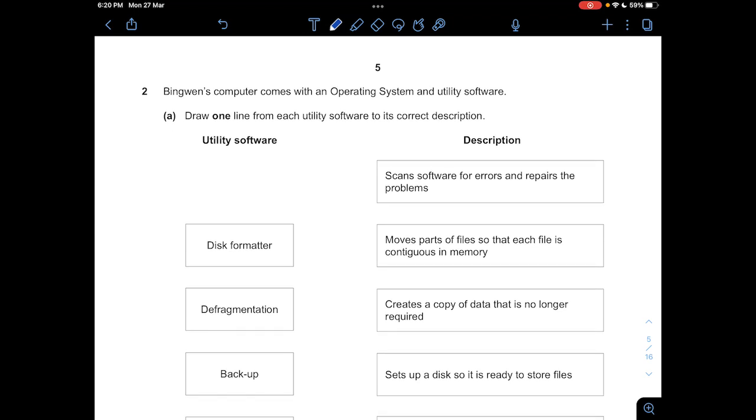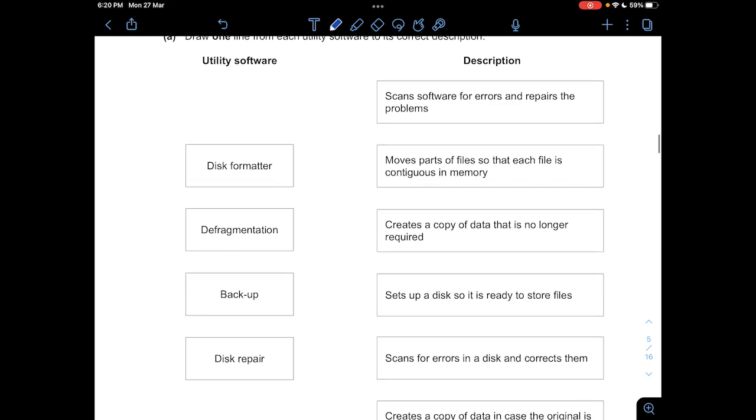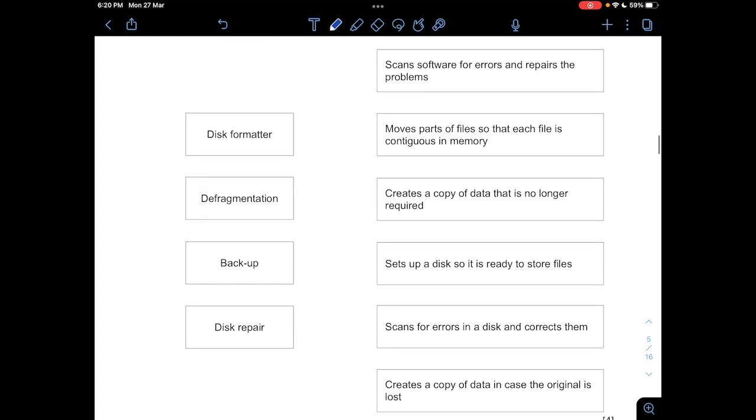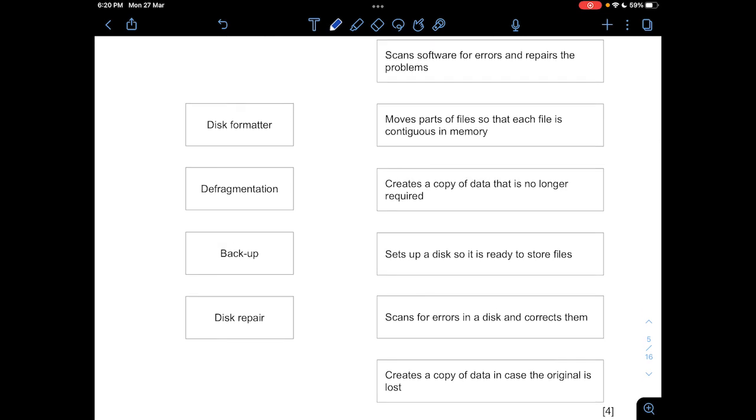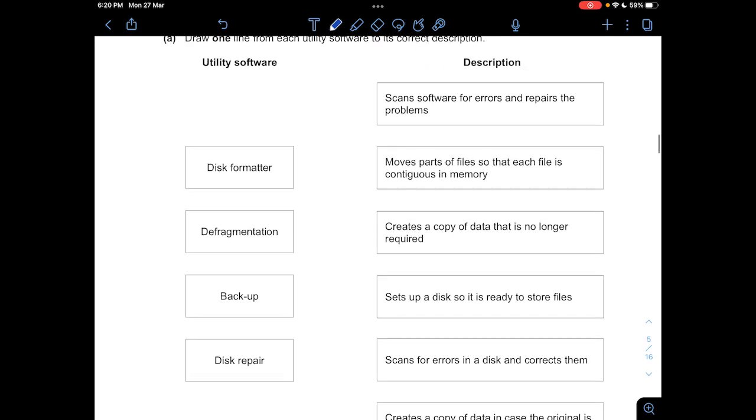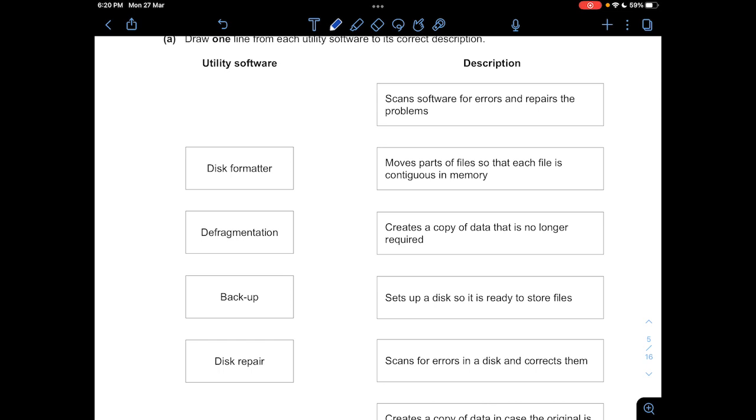Bingwen's computer comes with an operating system and utility software. Okay. So this one is our chapter 5. So here are the 4 utility software. So there will only be one-to-one matching for each utility software in this description.